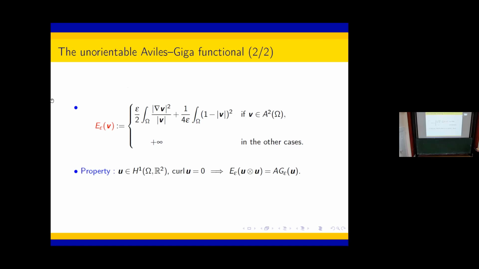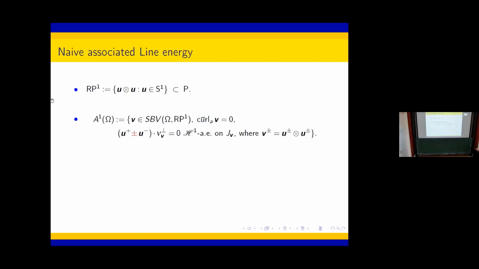So okay, I defined this energy, and now I want to find the possible gamma limit. What could be the gamma limit of this problem? I call RP1 the projective circle, which corresponds to the norm 1 vector fields. So it corresponds to the circle.